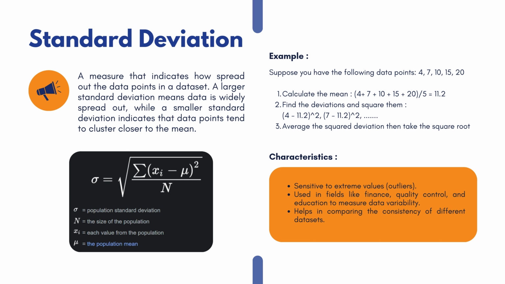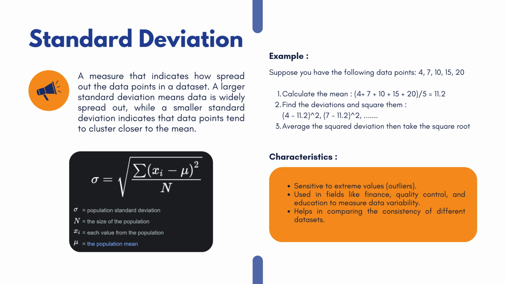Now, for standard deviation. It's a measure that indicates how spread out the data points are in a dataset. A larger standard deviation means data is widely spread out, while a smaller standard deviation indicates that data points tend to cluster closer to the mean. For example, suppose you have the following data points: 4, 7, 10, 15, and 20. You first need to calculate the mean, and you will get 11.2. From the 11.2, we find the deviation and square them. And lastly, we average the square deviation, then take the square root.